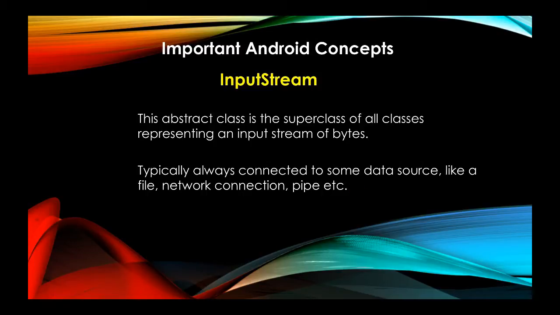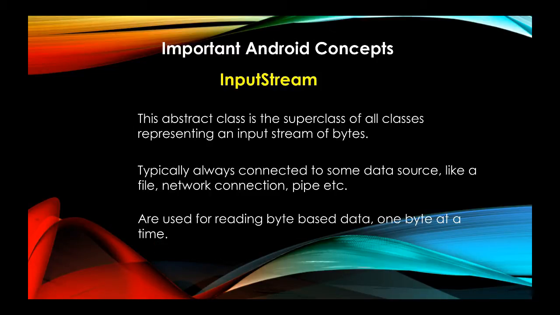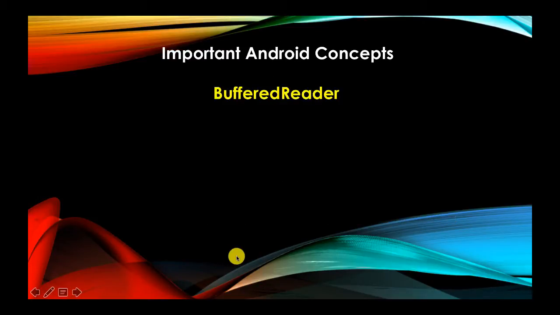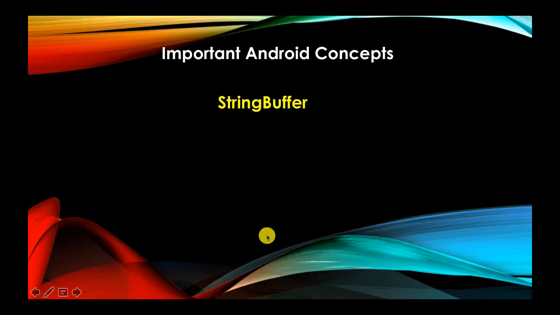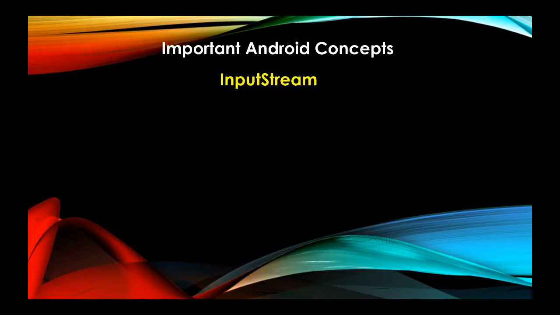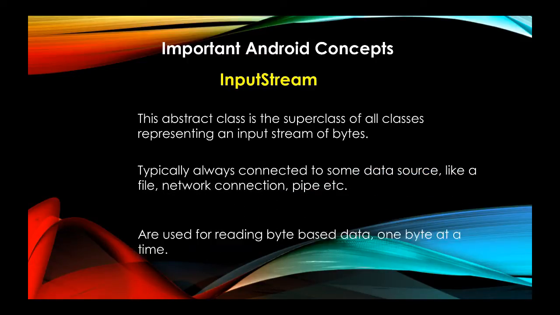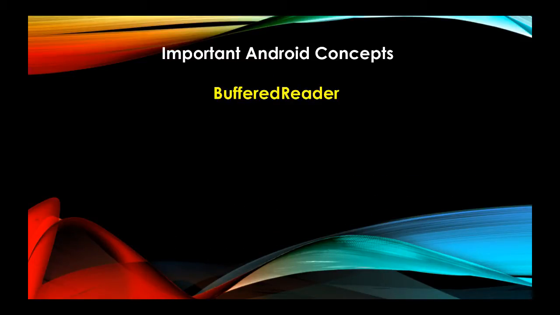The file in this case that we are going to take as an example in this lesson is a text file. And InputStream is used for reading byte-based data, 1 byte at a time. And next is BufferedReader. So we already have InputStream and StringBuffer, and now we have BufferedReader.